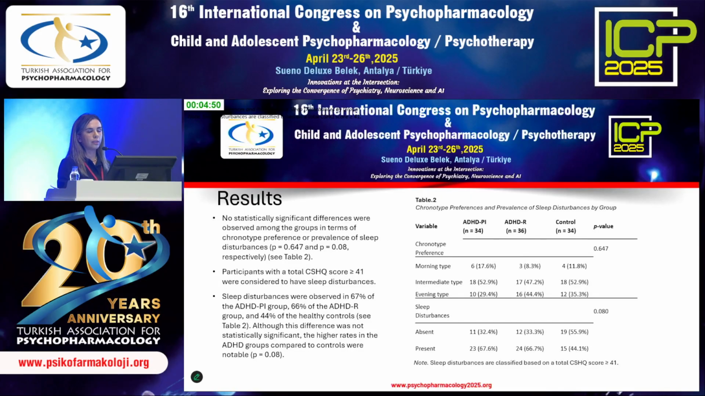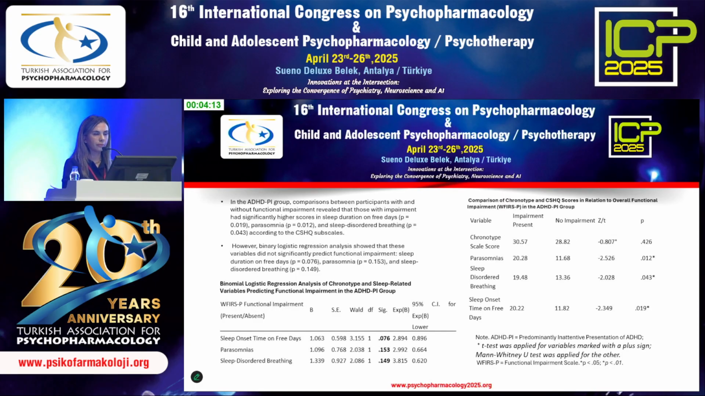And here you see that no statistically significant differences were observed among the groups in terms of chronotype preference and prevalence of sleep disturbances. Participants with a total CSHQ score over 41 were considered to have sleep disturbances. Sleep disturbances were observed in 67% of the ADHD-PI group, 66% of the ADHD-R group, and 44% of the healthy controls. Although this difference was not statistically significant, higher rates were observed.